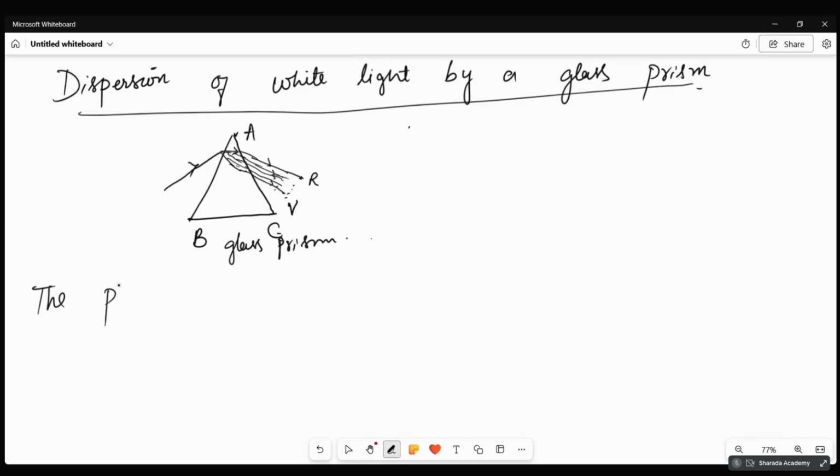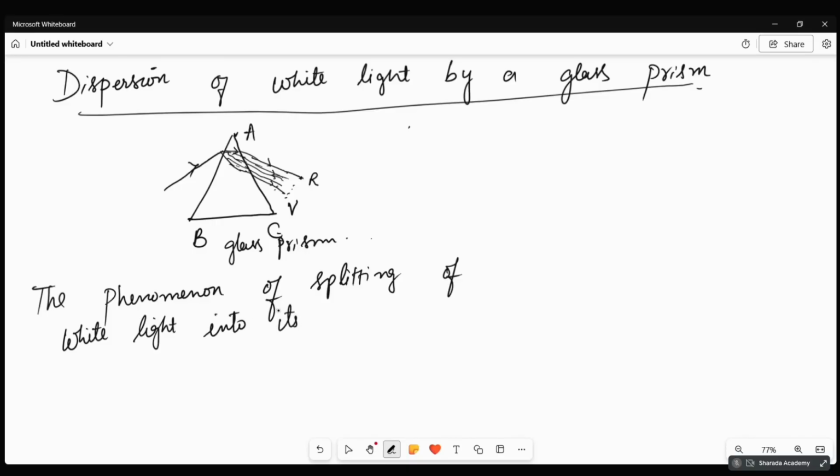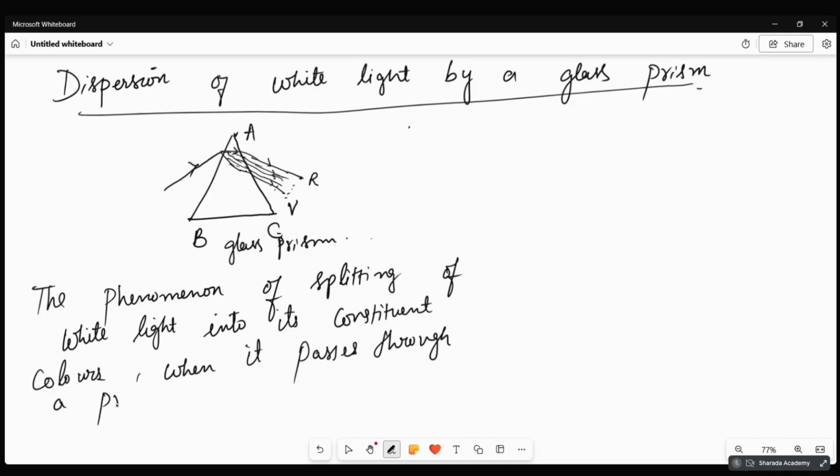Write down this: the phenomenon of splitting of white light into its constituent colors when it passes through a prism is called dispersion. It is called dispersion.